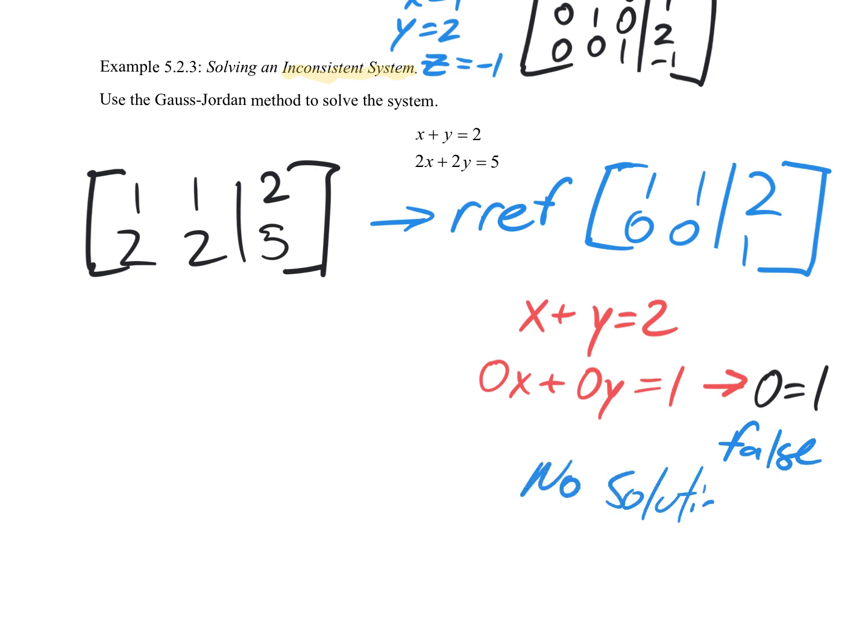Okay, so that double zero situation that we ran into in the second row is showing us that, hey, there is no solution to this.